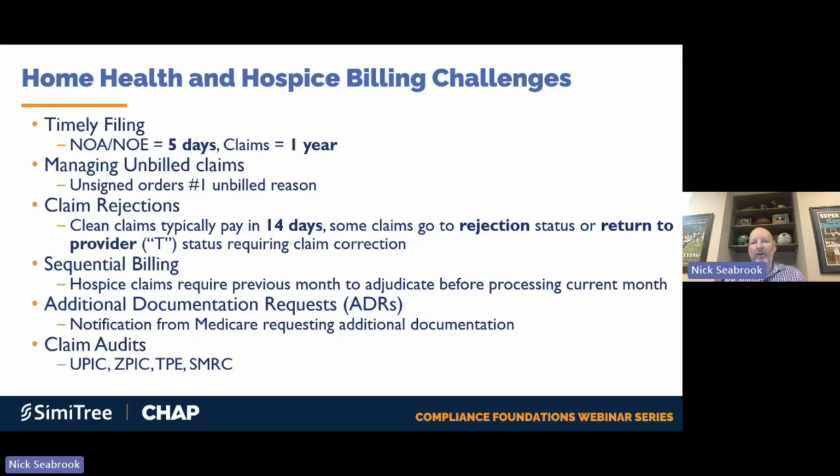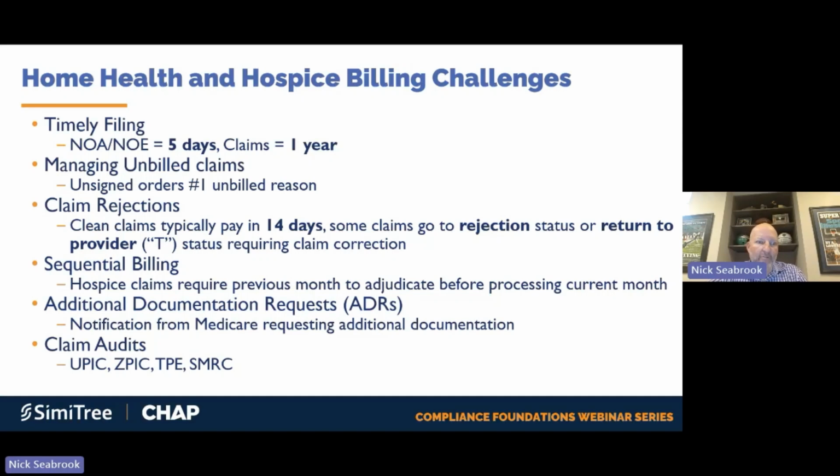You can see there, the last one, these are all other government audits. So that's another area that if you have too many ADRs and they continually deny, you're really at risk of a potential claim audit. So you can see there, whether it be a UPIC, a ZPIC, a TPE audit, or a SMARC audit, these are all different government audit types that they're either putting you on because of poor performance from ADRs, or they're looking at some of your claims data and seeing some risk based on certain metrics that they look at that are identifying that the agency is at risk because those metrics or those numbers are way out of line with what they typically see with other agencies.